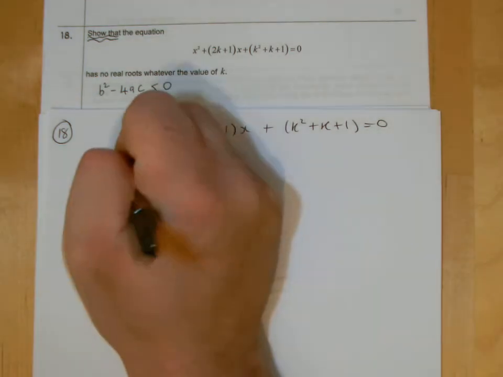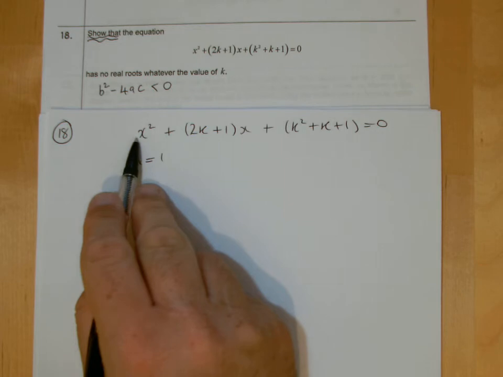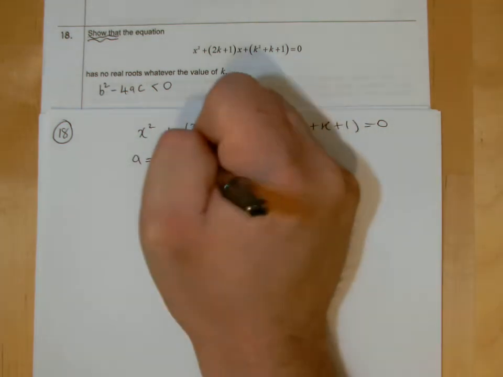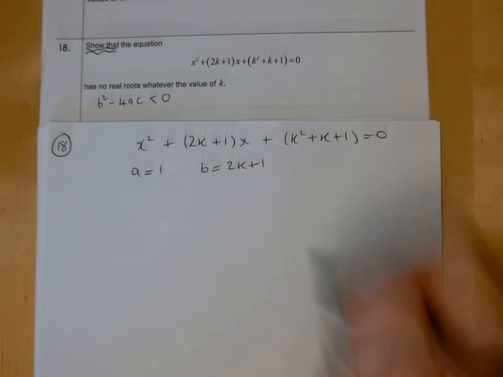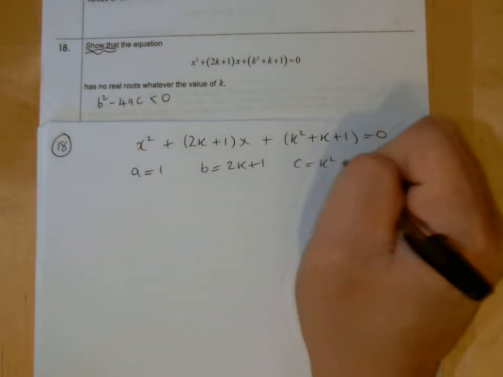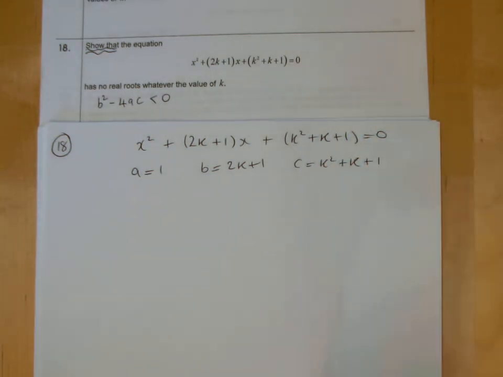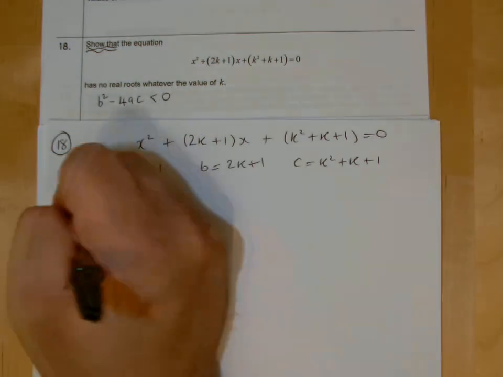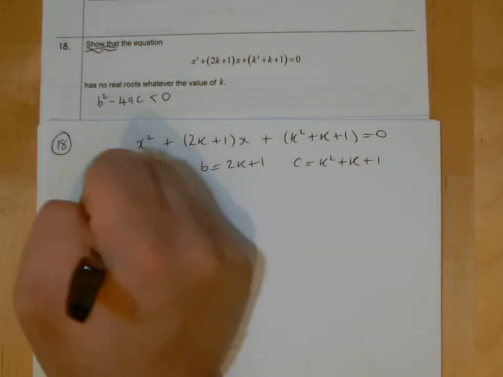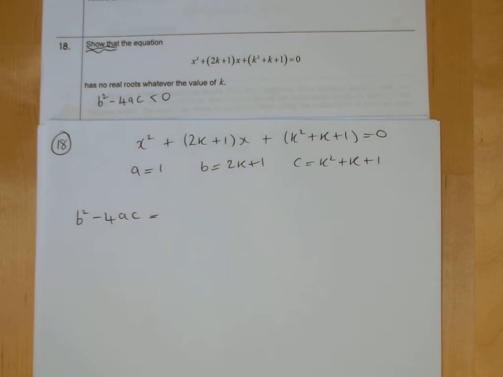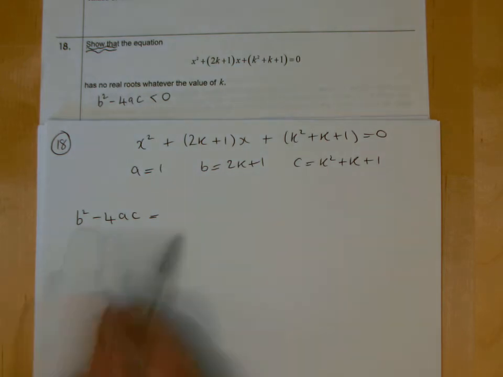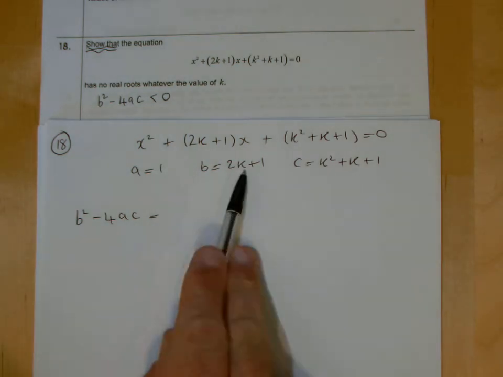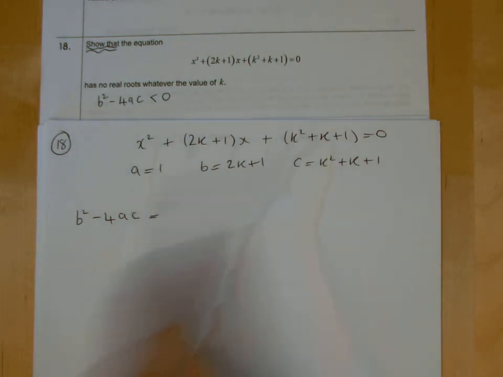So to start with, of course, you set a to equal 1, because it's the value in front of the x squared. b to equal 2k plus 1, that's the value in front of the x. And then your c will equal that large looking constant at the end, okay? So let's just work out what b squared minus 4ac is. I'm going to write down the discriminant, b squared minus 4ac, but I'm not going to say less than 0, okay? Because we've got to show it's less than 0. I'm just going to work out what it is based on these coefficients that we've got from here.